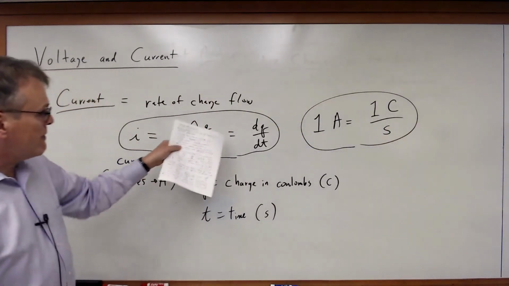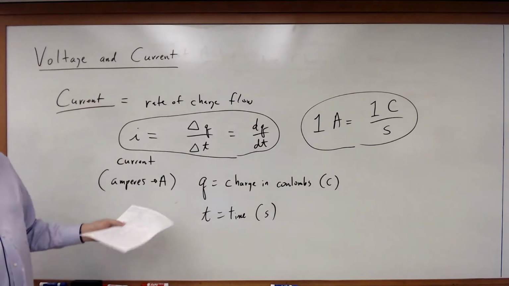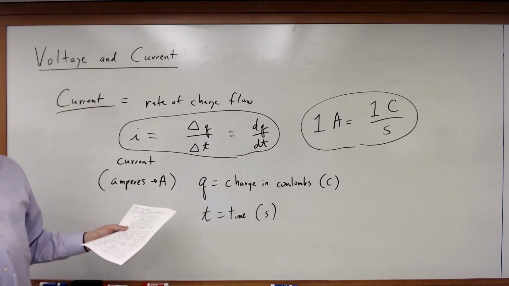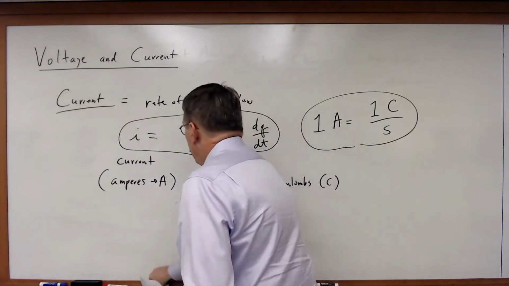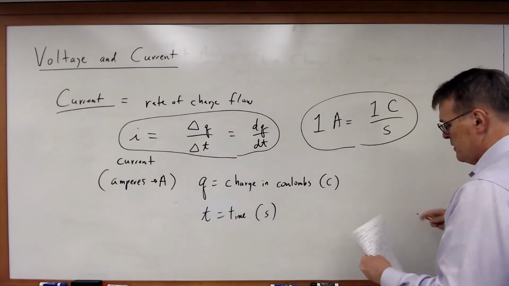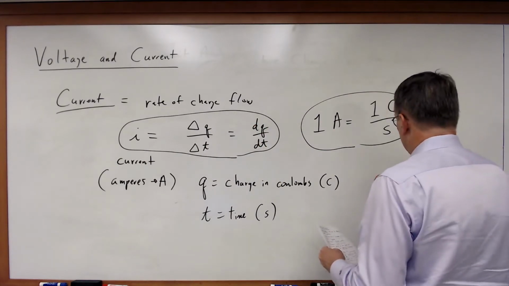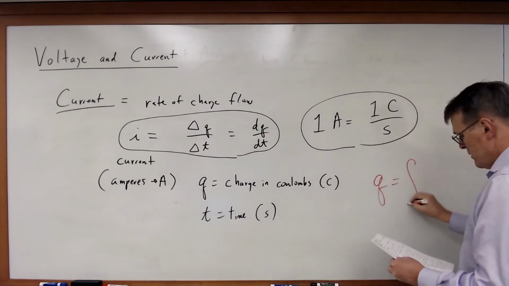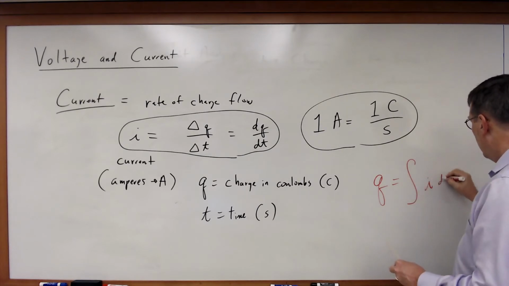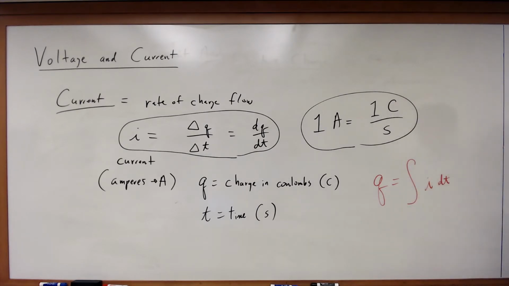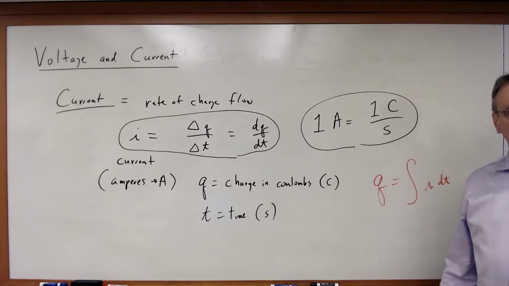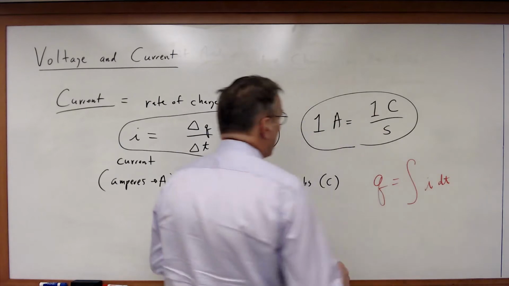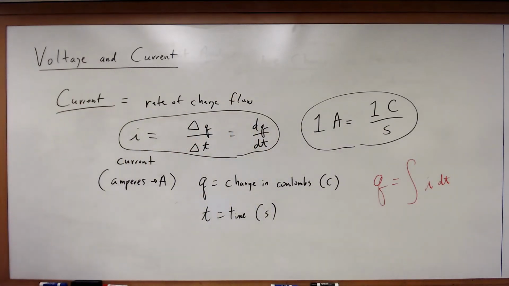Now, here I've written this as a derivative, but if you think about it, obviously I can twist this around if I want to. I could also write this like so. If current is the derivative of charge, then charge must be equal to the integral of current. And you can use those definitions interchangeably. So that defines current. What about voltage?